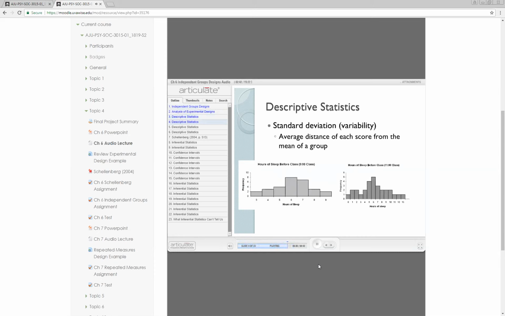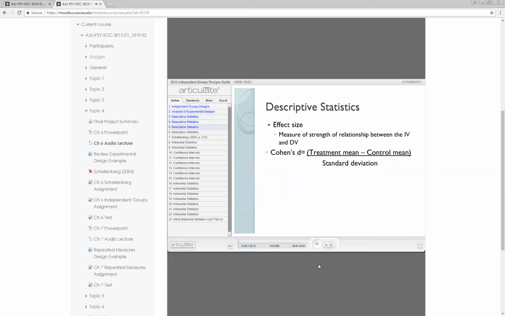So in the 9 a.m. class, students got between 3 and 9 hours of sleep. If you look at the 11 a.m. class, students got between 0 and 13 hours of sleep. So there's much more variability. And this also is important in capturing the data.